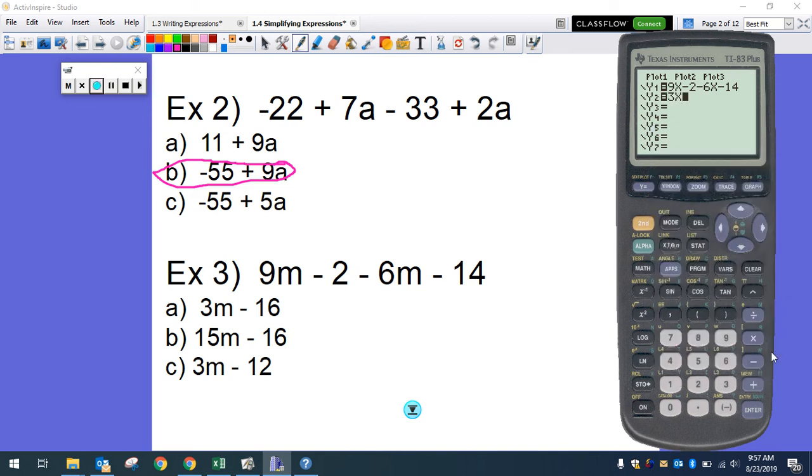3m, but I'm going to use an x, minus 16. Let's graph it. And that's my answer. It has the same one.